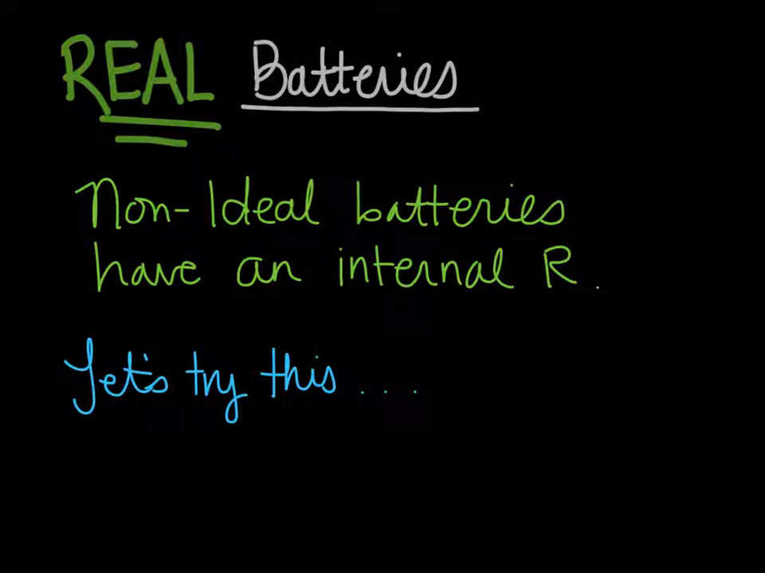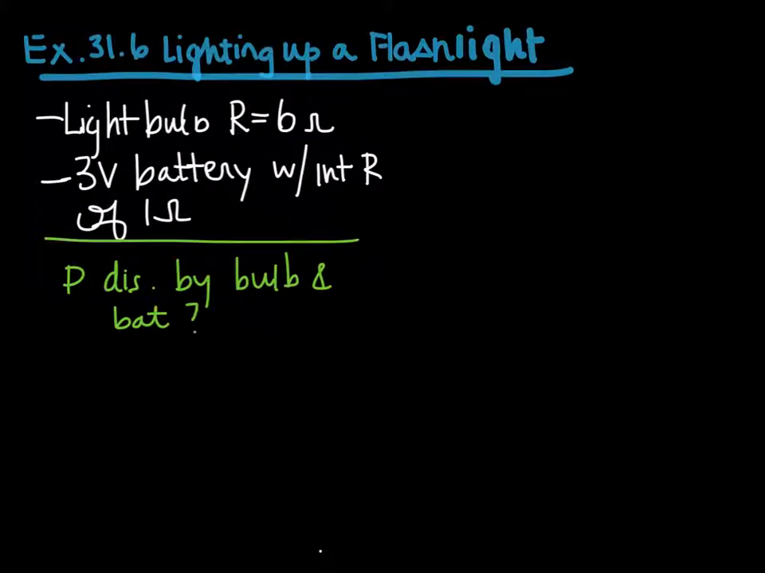We'll try it. Okay, so for this example, we have a light bulb in a flashlight that has a resistance of 6 ohms, and the 3-volt battery inside has an internal resistance of 1 ohm. We want to know the power dissipated by the bulb and by the battery. So the first thing we want to do is know the current in the circuit. So let's determine what that is.